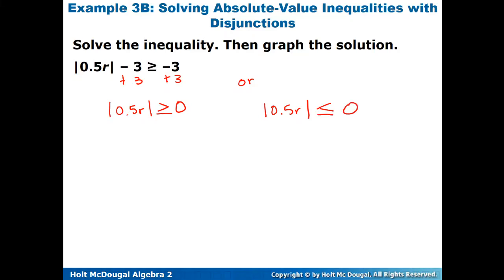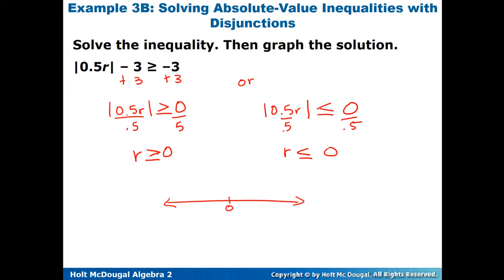When we work this out to solve it, we divide by 0.5 on both sides. We end up with r is greater than or equal to 0, and r is less than or equal to 0. So when we plot that on our graph, we have 0, and this one says r is greater than, so it's all this direction. And this one says r is less than 0, so it's all this direction.